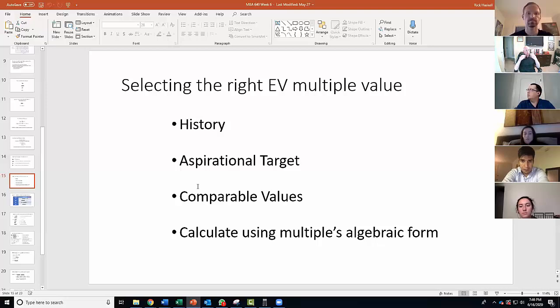We look at our aspirations of others in the industries that we're in or somewhat similar industries that we can become more like if we make some changes. Those are aspirational targets. And we look at comparable values. What other companies have sold or transacted in the market recently, maybe in the last 2 or 3 years, and we look at their multiples based upon whatever the cash flow variable was. And if we think our company truly is comparable to them, then we can apply those multiples.